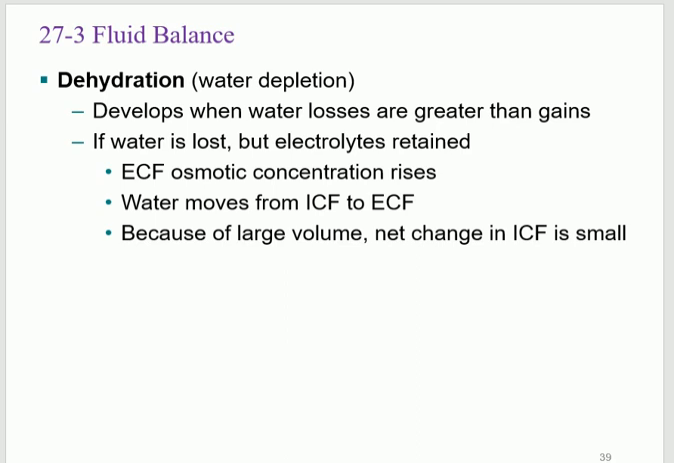Out of the cells. Why? Because when you are dehydrated, osmotic pressure in the blood, which is extracellular, gets higher, isn't it? Do you get it or not? Right? Osmotic pressure increases. If osmotic pressure increases outside of the cells, the water moves out. Is that clear?